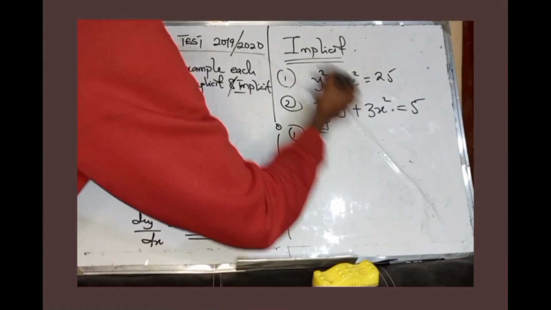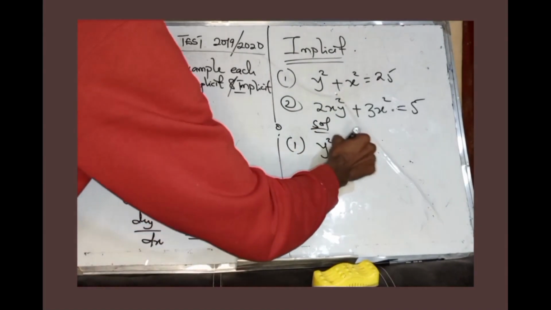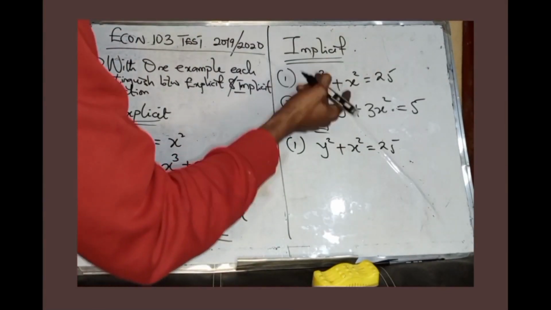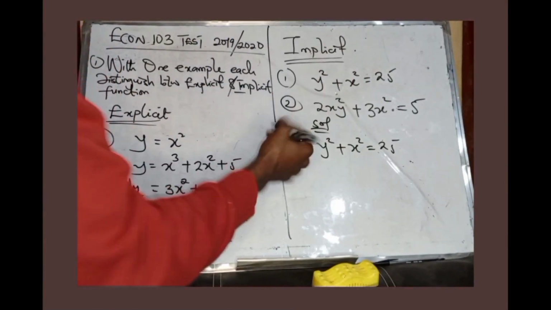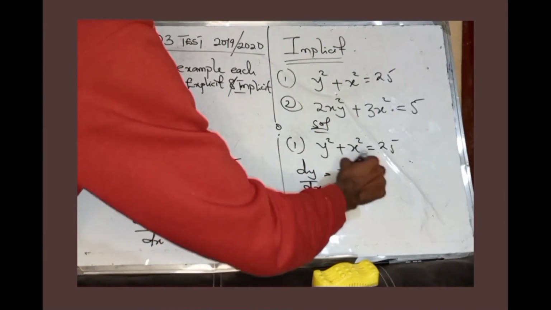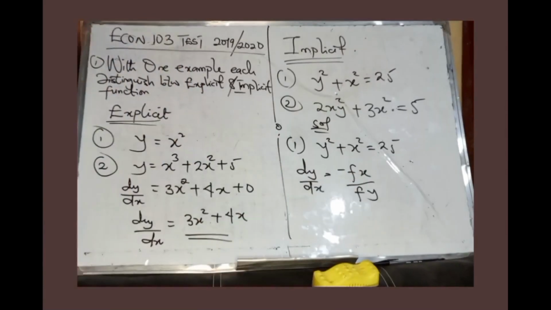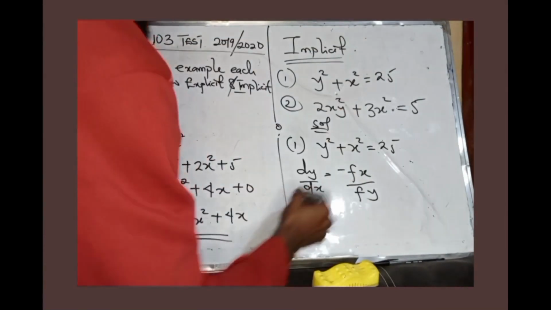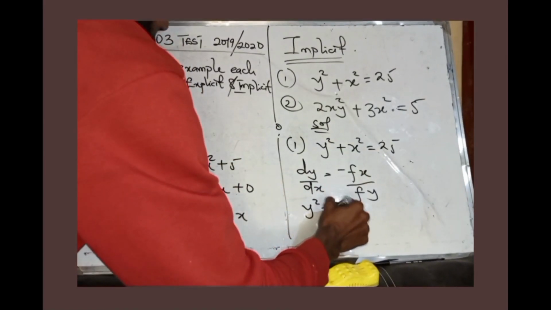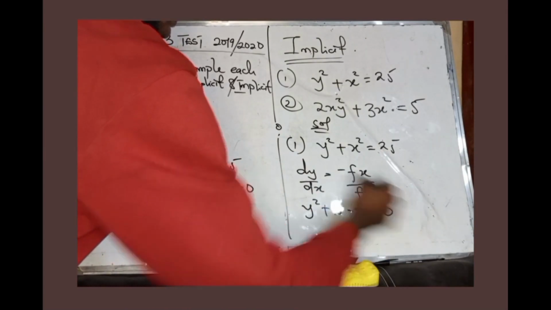The first one is y squared plus x squared is equal to 25. Now how do we solve this using implicit? By the formula for implicit differentiation, we have dy over dx equals minus fx over fy. So from this, we can write y squared plus x squared minus 25 is equal to 0.